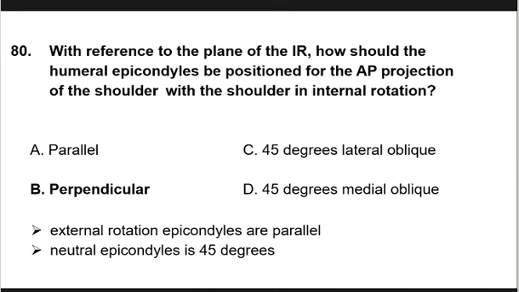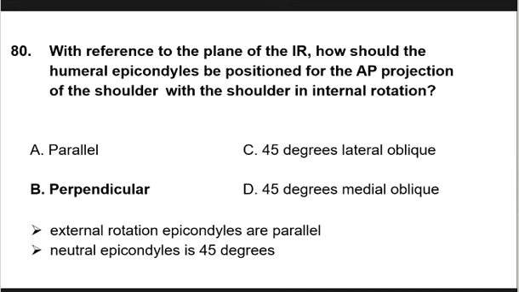Yan. Kung ang pasyente, ang shoulder ay nakarotate externally, ano ang position ng humeral epicondyles? The humeral epicondyles are parallel in relation to the image receptor. Kung ang pasyente naman ay naka-neutral position sa shoulder, the epicondyles should be in oblique position. So yan ang mga position ng humeral epicondyles. Kung naka-AP internal rotation of the shoulder, perpendicular in relation to the image receptor.